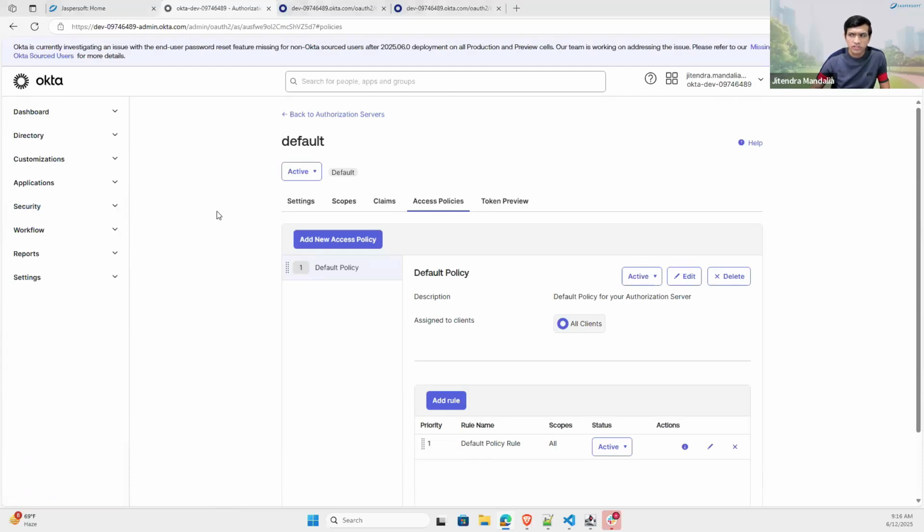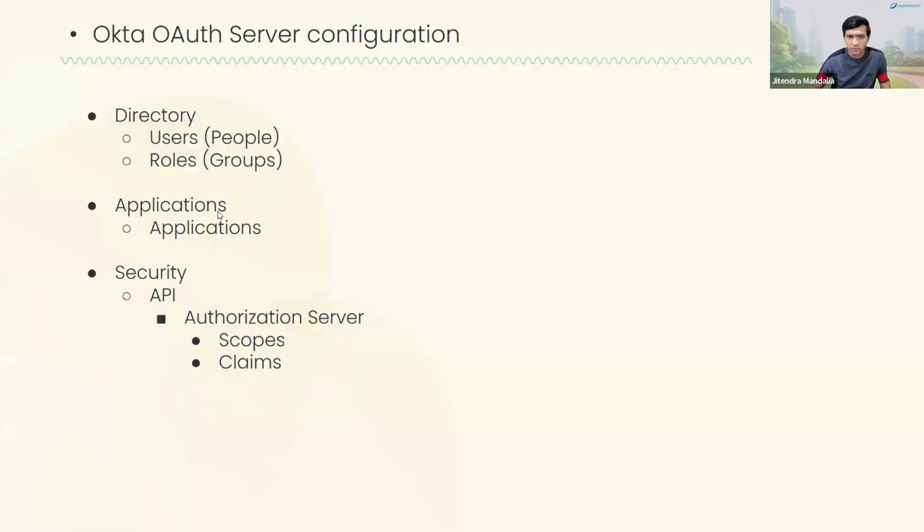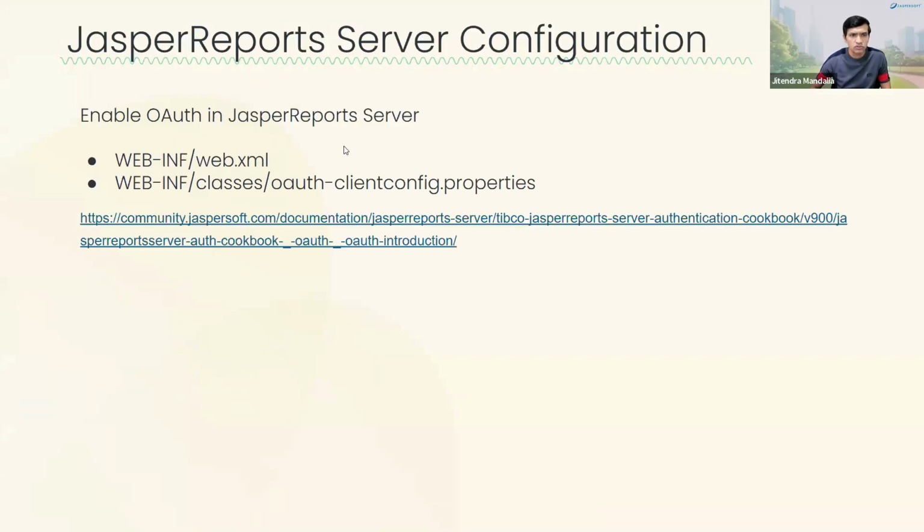So now let's get into Jasper Report Server. Let's say we have gone through this OAuth configuration. We'll go to the next slide, which talks about the Jasper Report Server configuration. We will go into detail about the high-level configuration required for Jasper Report Server to integrate with the OAuth server. So let me open that up.